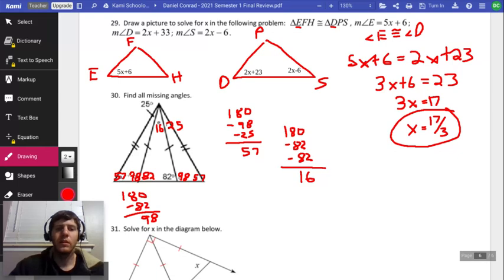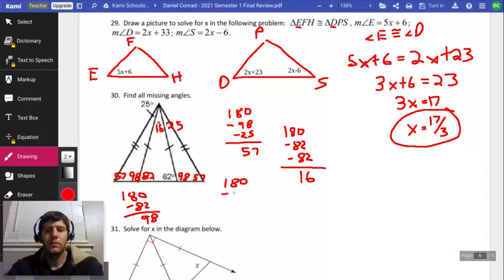Right. The big triangle is isosceles. So this one over here is also 57. Right. And we can do 180 minus 98 minus 57 gave us 25. So we could actually write that one out too. For up here. Okay. And then this is also a triangle. So three angles of the triangle add up to 180. So 180 minus 82 minus 82. And that gave us 16.